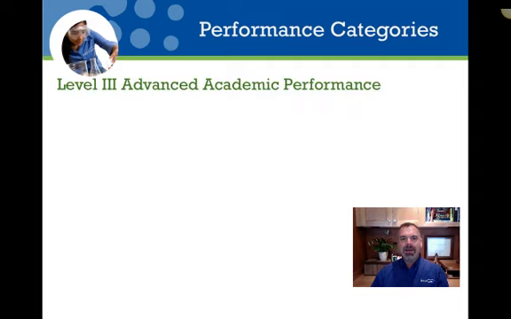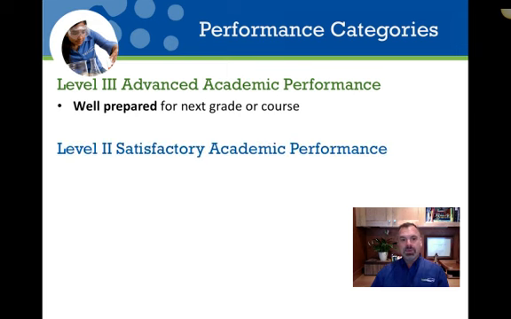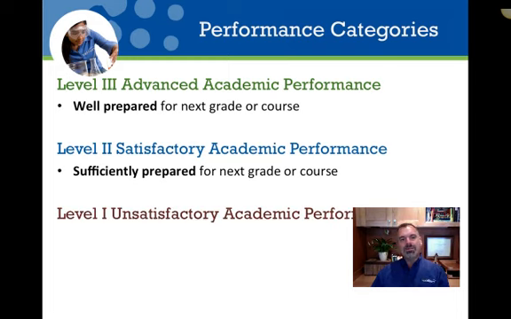The performance categories for STAAR: Level 3, Advanced Academic Performance, means that a student is well prepared for the next grade level or course. A student who scores Level 2, Satisfactory Academic Performance, on the other hand, is sufficiently prepared for the next grade level or course. And finally, a student who scores Level 1 is inadequately prepared for the next grade level or course.